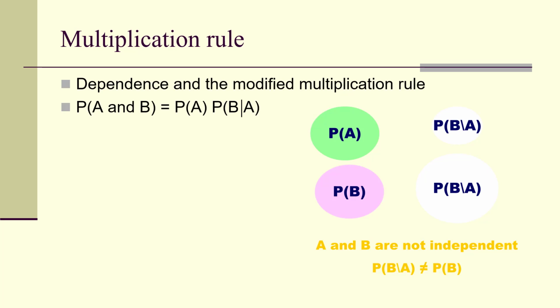In general, we can memorize the multiplication rule as: the probability of A and B is equal to the probability of A multiplied by the probability of B given A. If the events are independent, one happening doesn't impact the probability of the other, and in that case, the probability of B given A is equal to the probability of B.